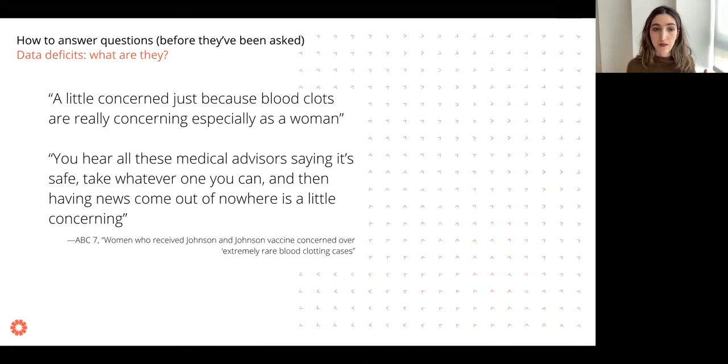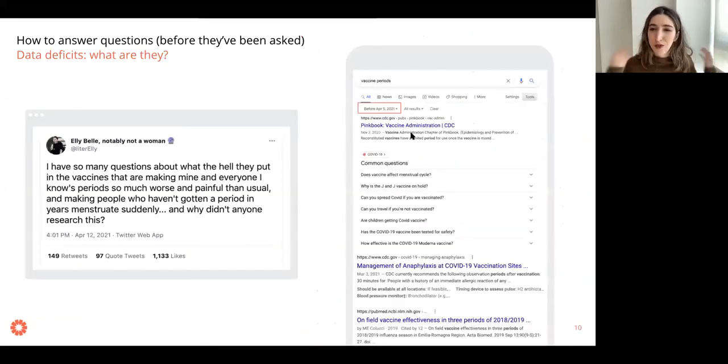But in the absence of information about what this possible side effect means for people, there can also be too much of a focus on fear, right? So if you read these quotes, they go like this. "I'm a little concerned just because blood clots are really concerning, especially as a woman." Or, "You hear all these medical advisors saying it's safe, take whatever one you can, and then having news come out of nowhere is a little concerning." Right? So in the absence of more information about what this means, you have this reporting that just focuses on these anecdotes and the fear of people about the vaccine, right?